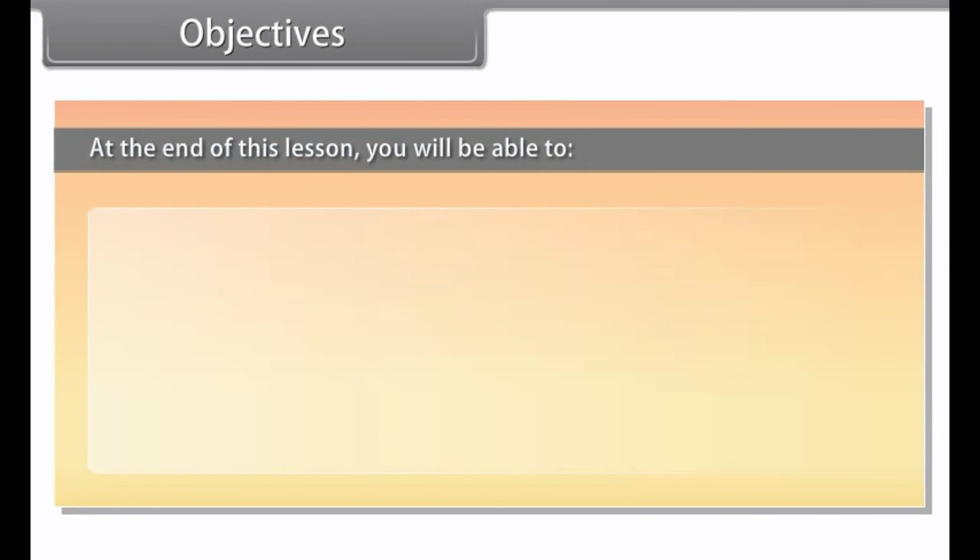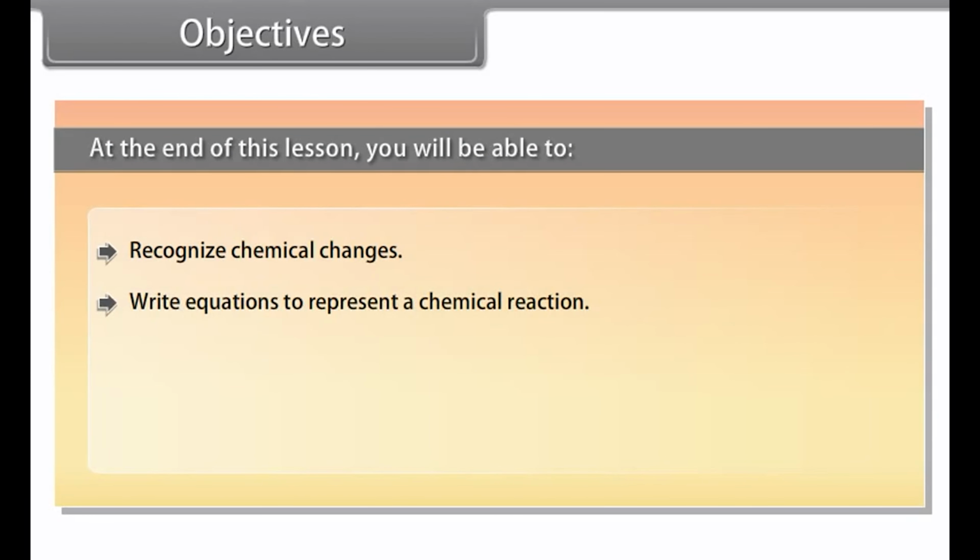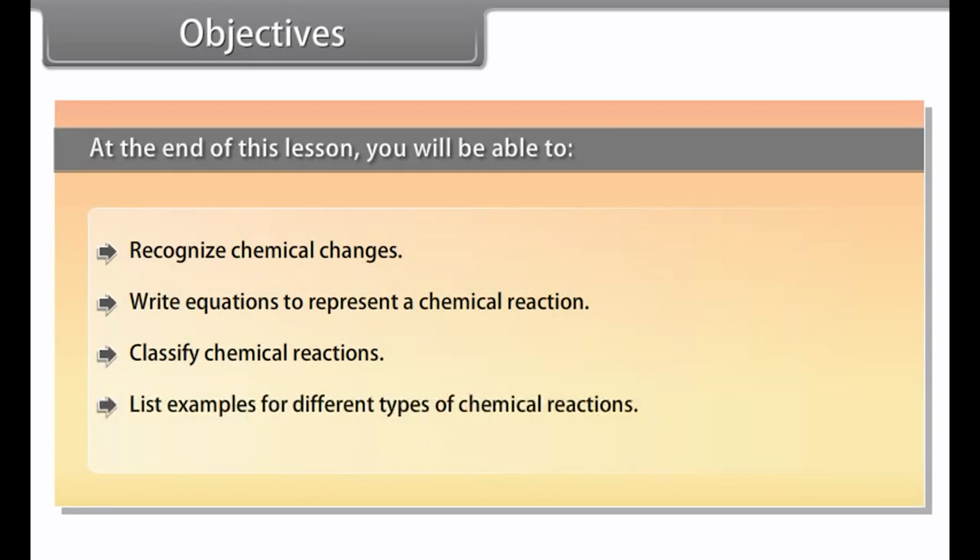Objectives. At the end of this lesson, you'll be able to recognize chemical changes, write equations to represent a chemical reaction, classify chemical reactions, and list examples for different types of chemical reactions.